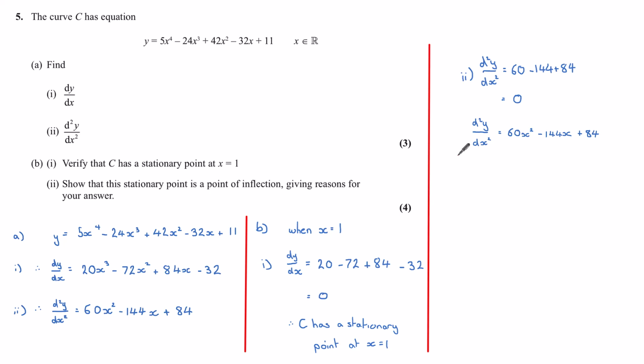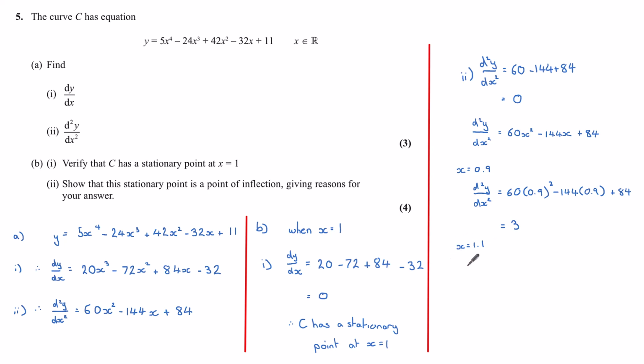So looking back at our second derivative, if we take a value below 1, let's let x equal 0.9, then our d²y/dx² value at 0.9 gives us a value of 3, which is positive. This shows that the curve is concave up before the value of 1. What we need now is for it to be concave down after.